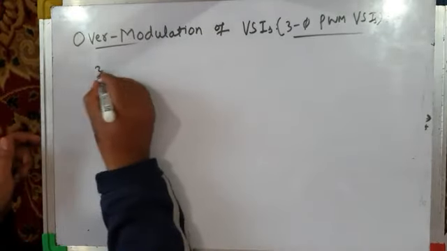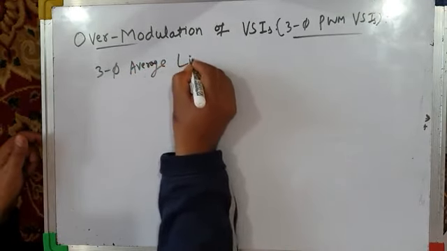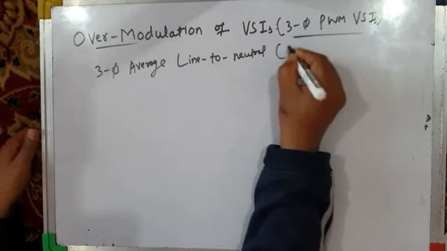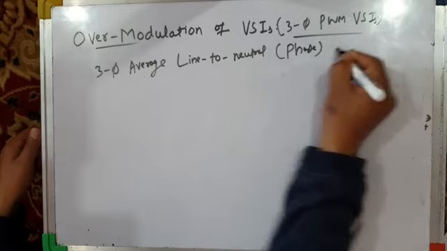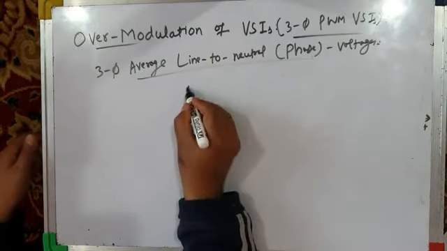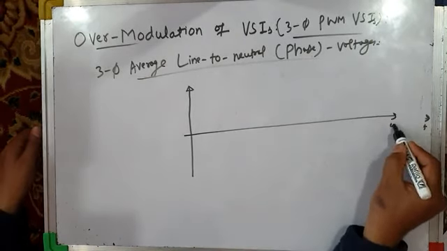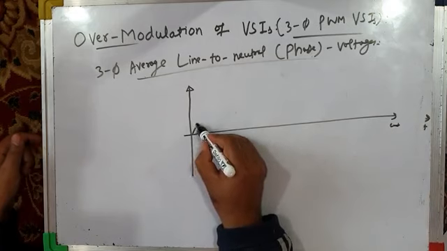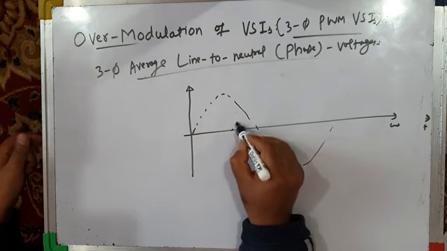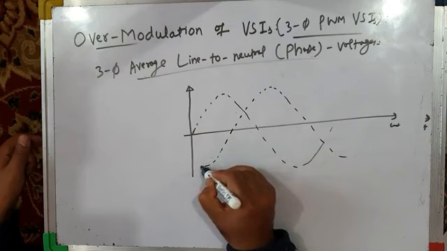I will now draw the waveforms for three-phase average line to neutral voltages, which are also called phase voltages. So line to neutral voltages or phase voltages will be similar to pole voltages. Let me first of all draw these inverted waveforms.